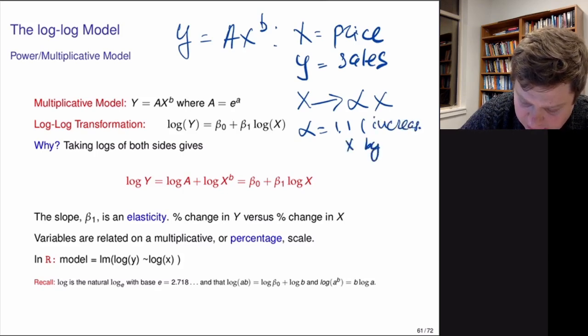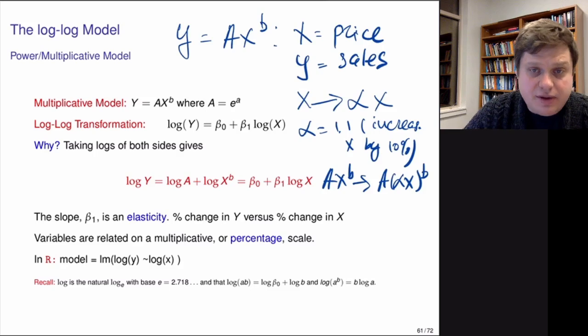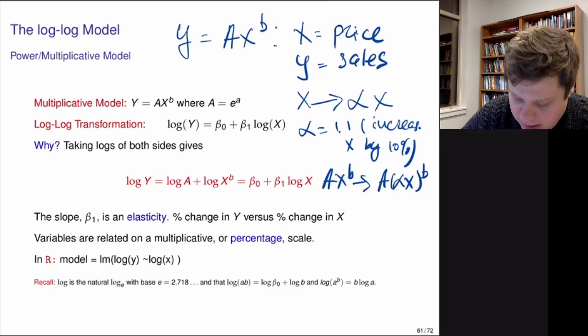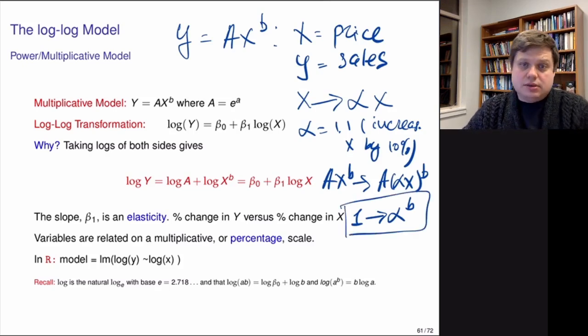Let's say alpha is 1.1, which is the same as increasing x by 10%. Then y will change from a x to the power b to a alpha x to the power b. I'm going to divide both sides by a x to the power b, and I'm going to have alpha to the power b. So if I increase x by a factor of alpha, my y will be increased by alpha raised to the power b, again on the multiplicative scale.